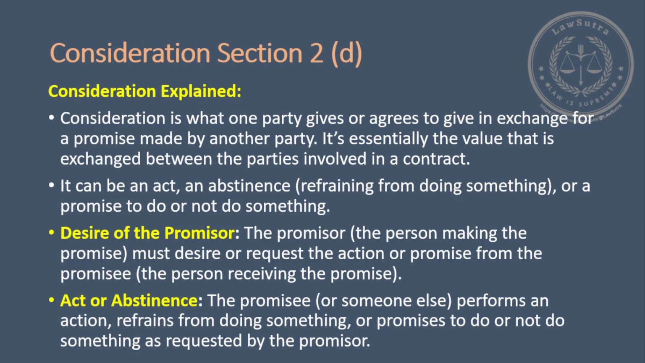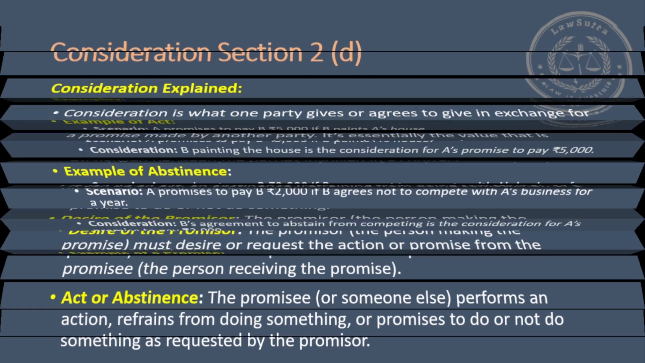At the desire of the promisor: the promisor, the person making the promise, must desire or request the action or promise from the promisee, the person receiving the promise. Act or abstinence: the promisee or someone else performs an action, refrains from doing something, or promises to do or not to do something as requested by the promisor.